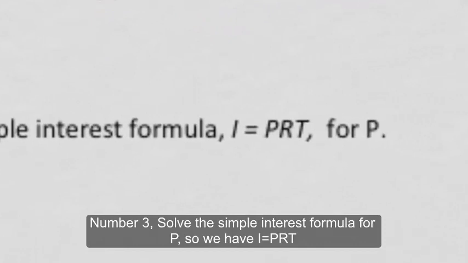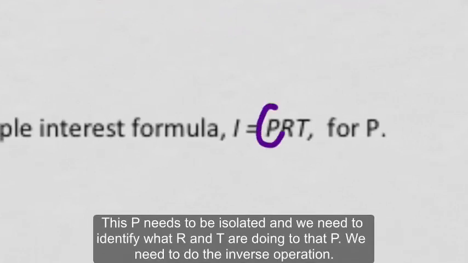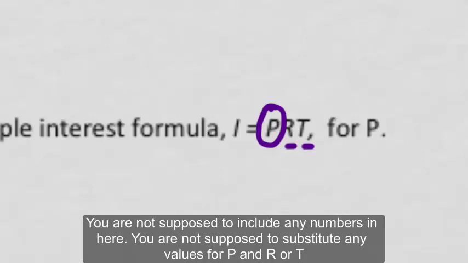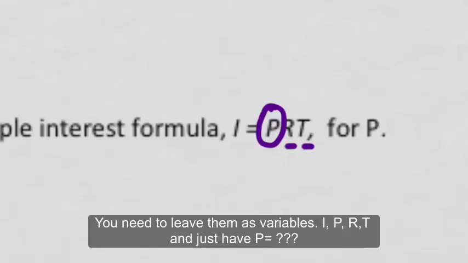For number three, solve the interest formula for P. So when we have I equals PRT, this P right here needs to be isolated, and we need to identify what the R and the T are doing to that P and do the inverse operation. You're not supposed to include any numbers in here. You're not supposed to substitute any values for P and R and T. You're supposed to leave them as variables, I, P, R, and T, and just have P equals and then the other side when you're done.